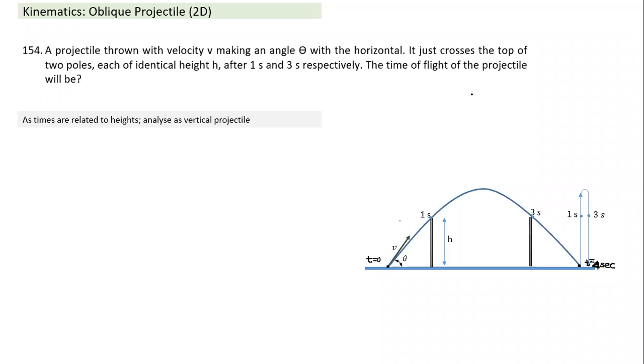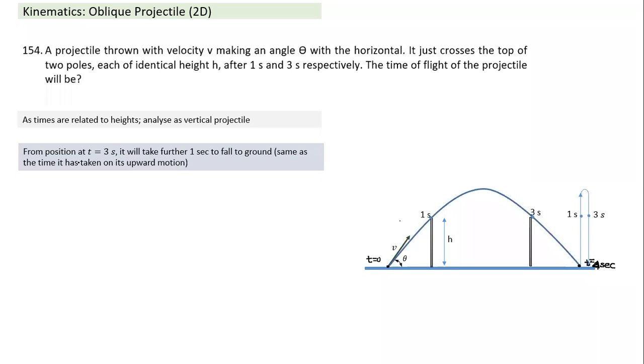So once you figure this out, later on we can add some more variations of the question. From position t equal to 3 seconds, it will take a further 1 second to fall down, the same as the time taken in the upward direction. So total time is t equal to 4 seconds. This is how we could have analyzed it.